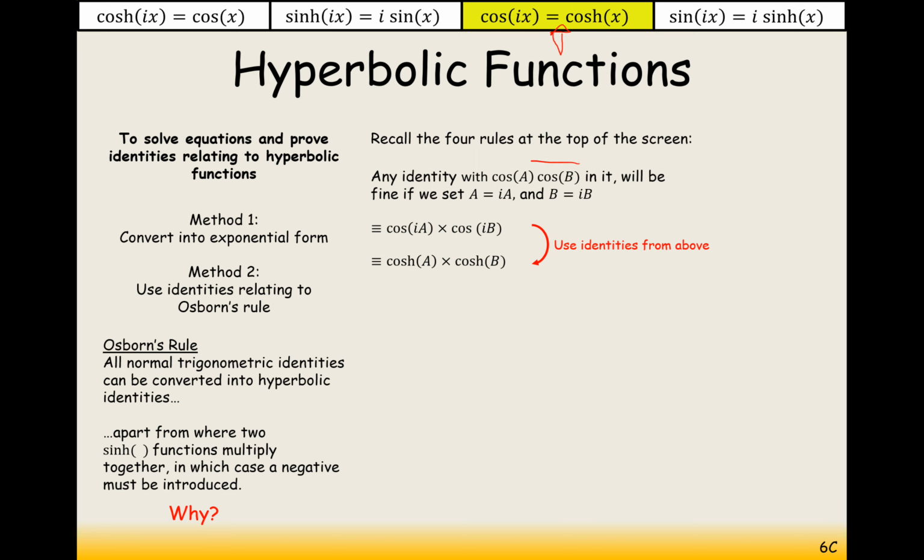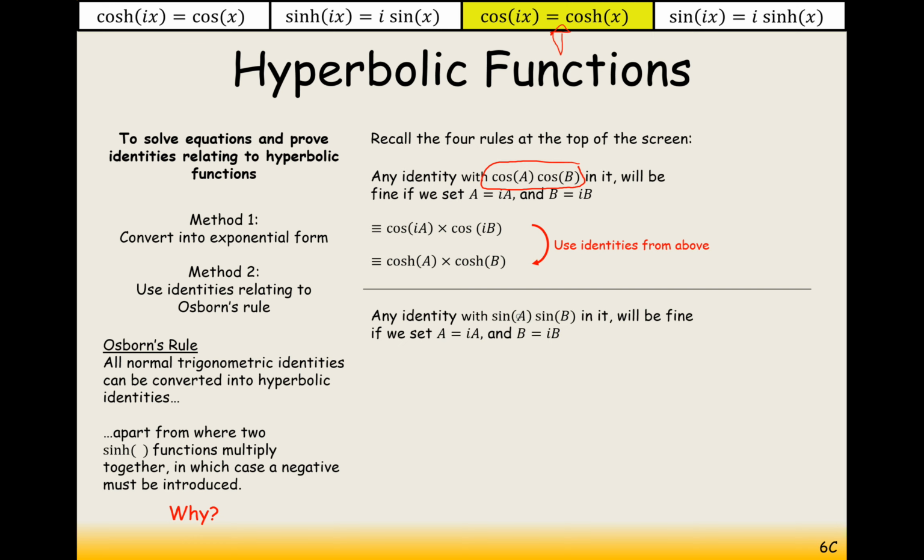So any time that you've got two cosines that multiply together, then just replace the A and the B with iA and iB, and that will just turn it into an expression in terms of coshes. So there's no sign change involved there. But when we do the same with sin A and sin B, if I replace A with iA and B with iB, then this is what I'll get. And it's this identity that I'll have to use here.